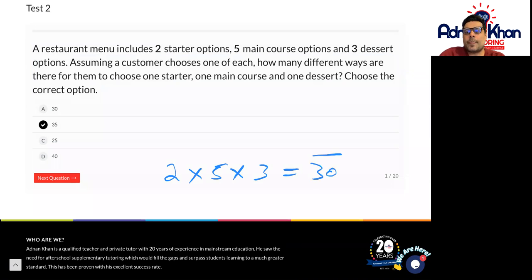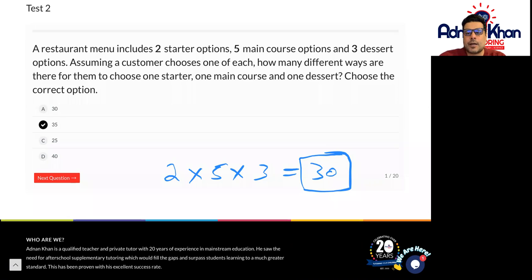So all in all, if a customer chooses one of each, how many different ways are there for them to choose 1 starter, 1 main course, and 1 dessert? Well, there are going to be 30 in total. All right, so there are 30 different ways for them to choose only 1 starter, 1 main course, and 1 dessert. We just multiply the 3 numbers together.